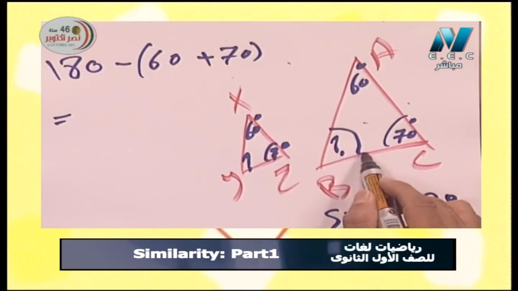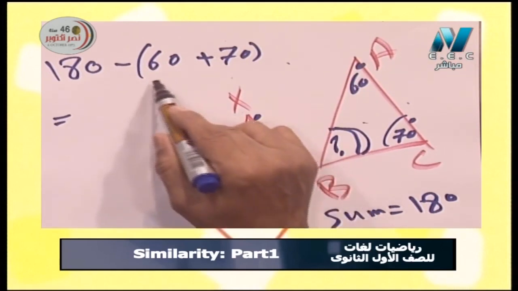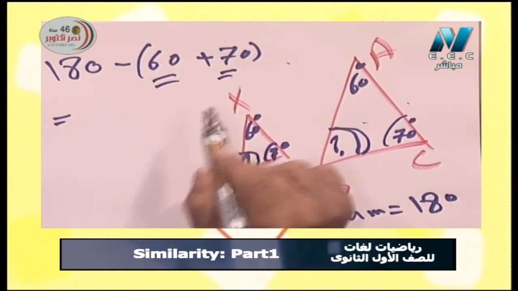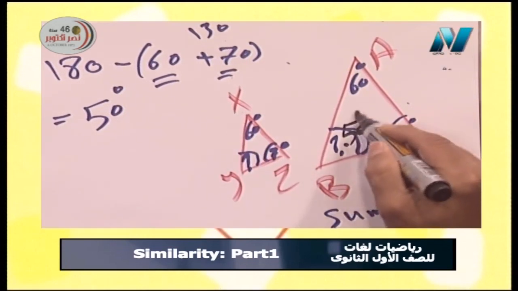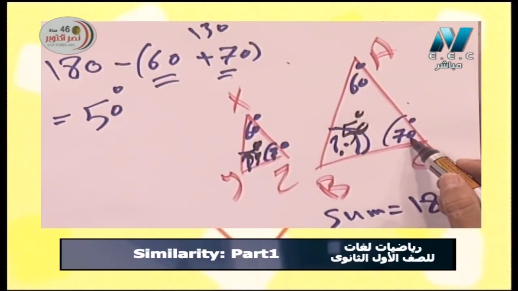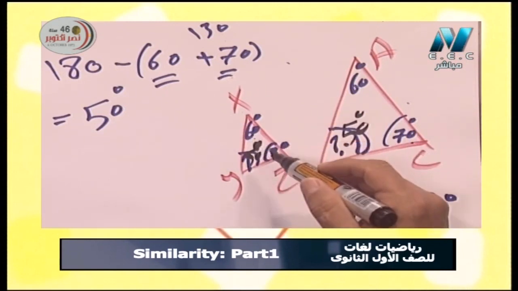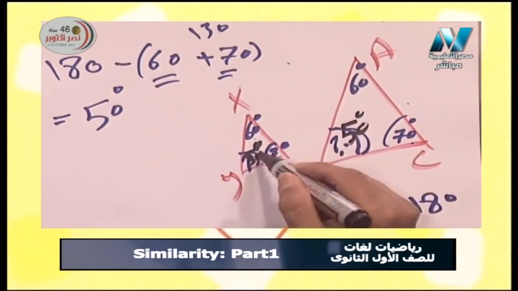So the measure of angle B or Y equals... sorry, these angles 60 plus 70 is 130 degrees, so it's 50. The angle B here is 50 and the angle Y is 50 also, 50 and 50. So when two angles in a triangle equal the corresponding two angles in the other triangle, then the third angle here equals the third angle here.